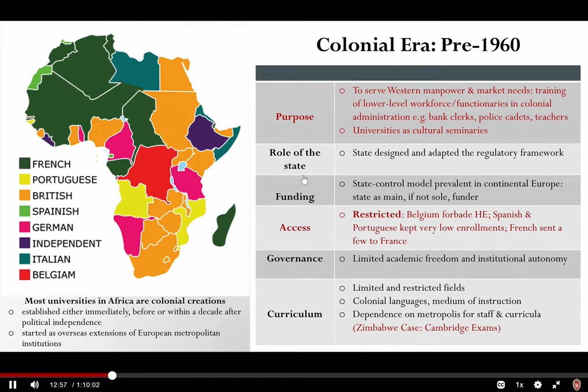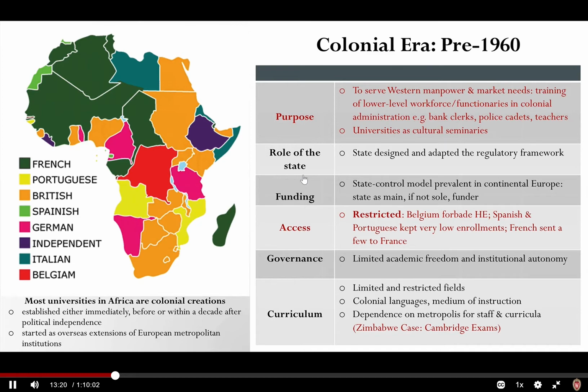Access for higher education was very restricted, and I have a map here on the left that shows portions of the continent that were colonized by particular European states. So in places on the continent that were colonized by the Belgians, higher education was actually forbidden.